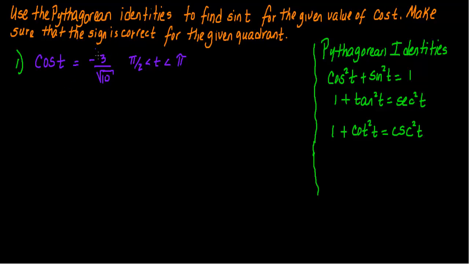Now, this looks a lot like a previous video I made, except that they would give me one function and we had to find the remaining 5 functions. In this case, they're only asking us to find sine of t, not the remaining 5 functions. So this is much shorter. And they're giving us cosine.